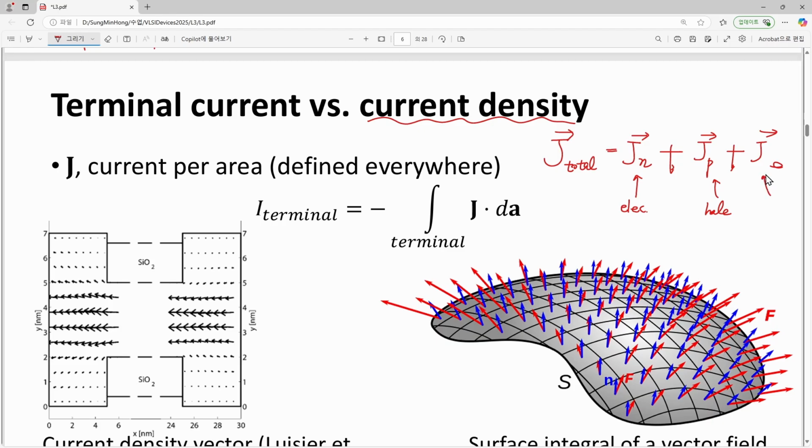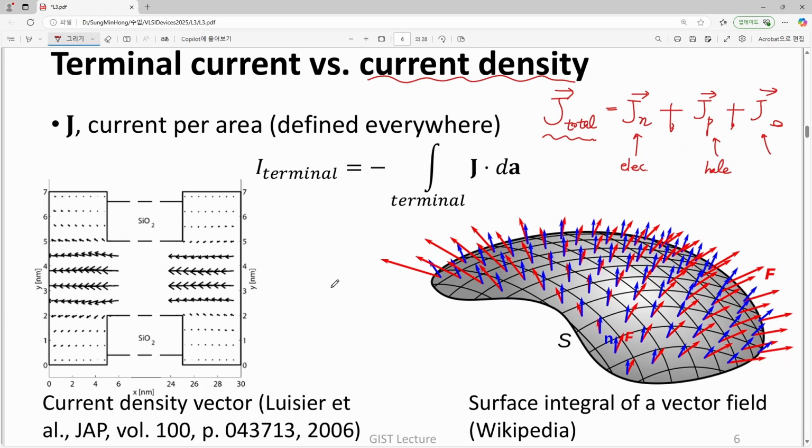So different charge carrying mechanisms contribute to different components, but the total current density is just summing them all, and that is a unique quantity, well defined here. So J, current density, is current per area. So this is defined everywhere, meaning that this J is a function of position.